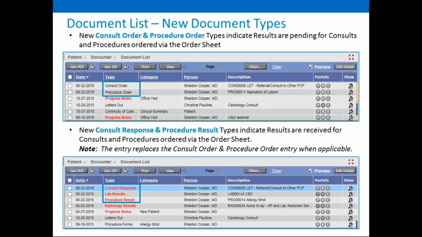There are new document types that you will now see on your document list to accommodate these changes. Consult order, procedure order is in the interim state when the order through the order sheet has not yet been resulted. Once the result comes in, it will show as a consult response or a procedure result. So those are 4 new types you will see on your document list, if you use the order sheet, of course.